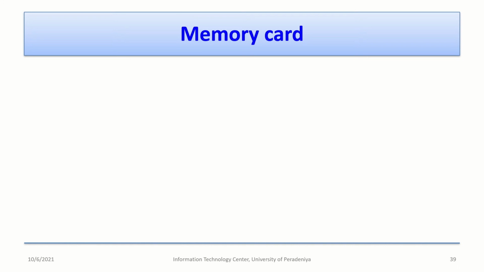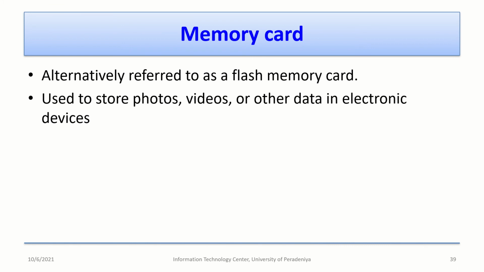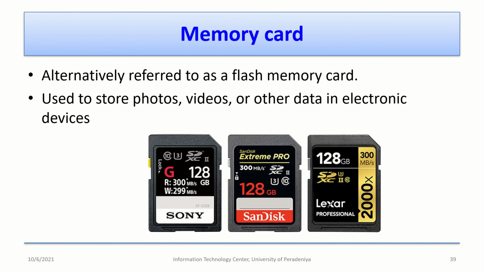And then the next one is the memory card. The memory card, alternatively referred to as a flash memory card, is used to store photos, videos, or other data in electronic devices. This is an image of a memory card.